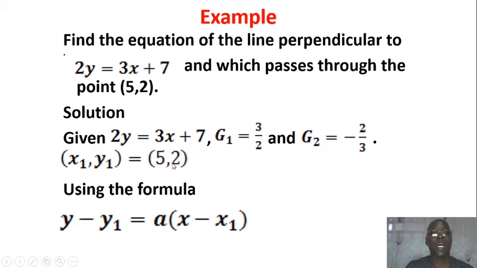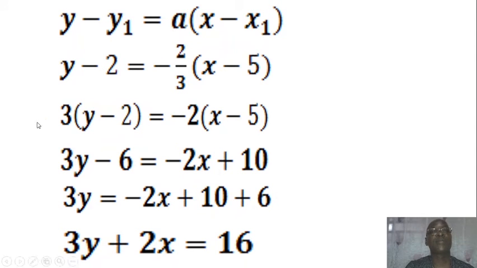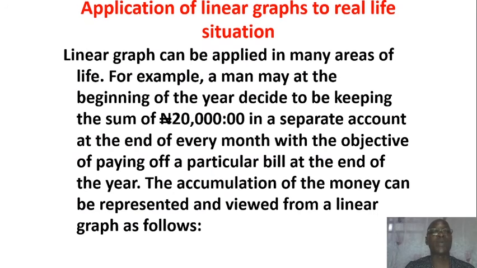Our initial points are x1, y1 being 5, 2. So we use our gradient one-point formula and put in values to get our answer. y1 is 2, x1 is 5, our gradient is minus 2 over 3. So we multiply everywhere here by 3 to get this line, open brackets and collect terms as necessary, and end at 3y plus 2x equal to 16, which is the equation of the line that is perpendicular to the given problem.